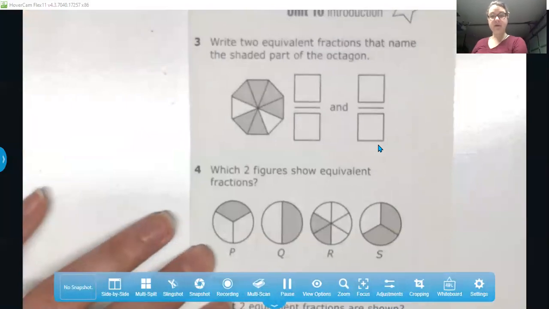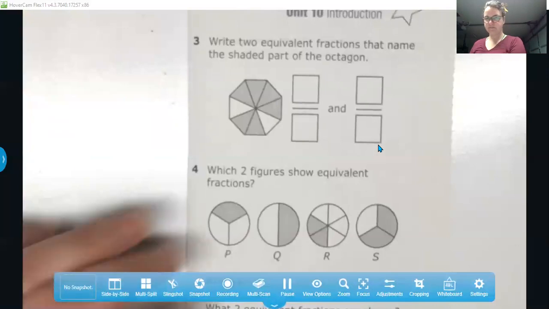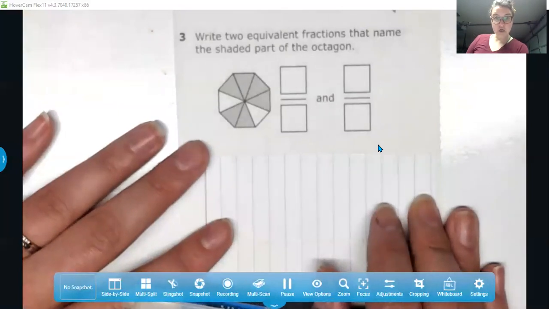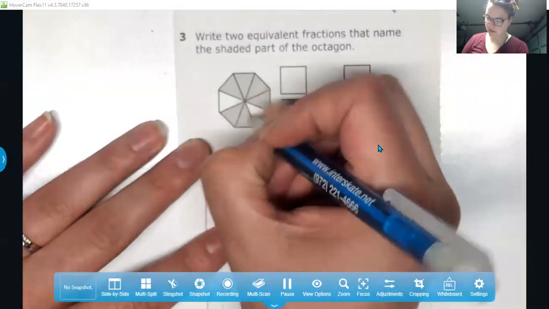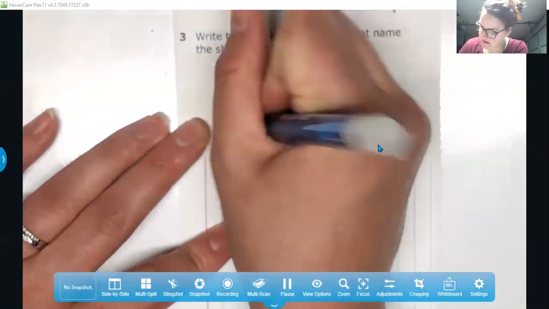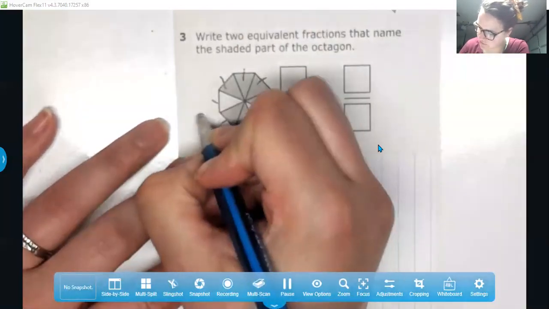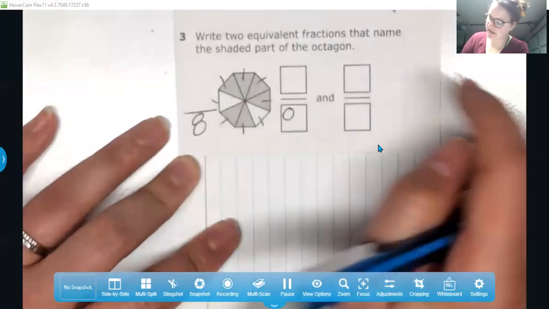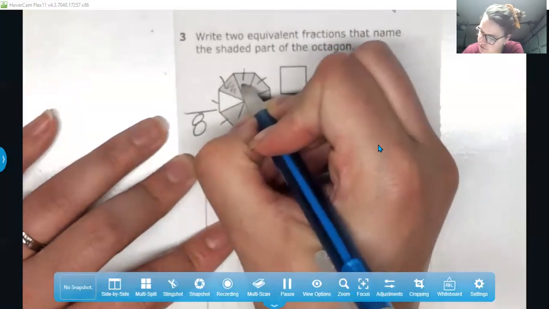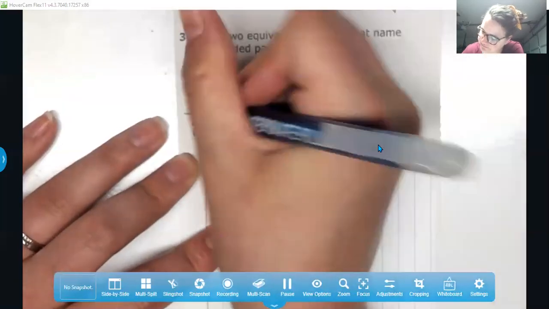This says write two equivalent fractions for the shaded part of the octagon. So let's figure out first what our whole is: all of the parts together, shaded and not shaded. 5, 6, 7, 8 is our whole. Actually, let's write our original fraction over here. 8 is our whole, and now let's find our shaded. 1, 2, 3, 4, 5, 6. 6/8.